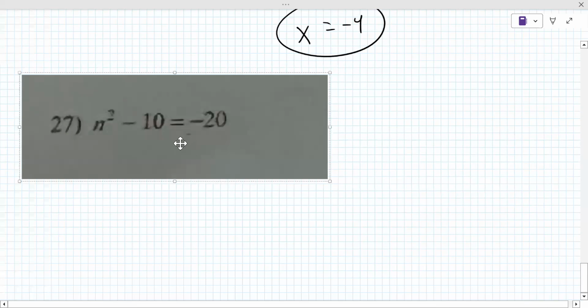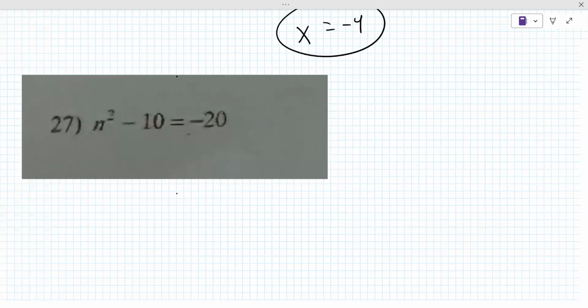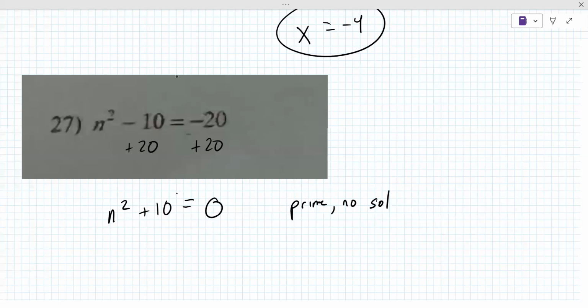The other thing that teachers do here is they give you a bunch of problems and then they give you one that looks like it's okay, but it's not. If we add 20 to both sides, this is n squared plus 10 equals 0. That doesn't work. This is considered prime, meaning no solutions in the real domain. There are complex solutions. So it'd be n equals the square root of -10, plus or minus the square root of -10.